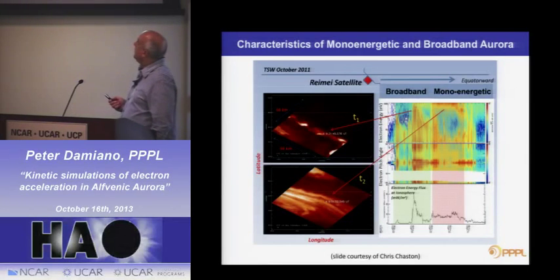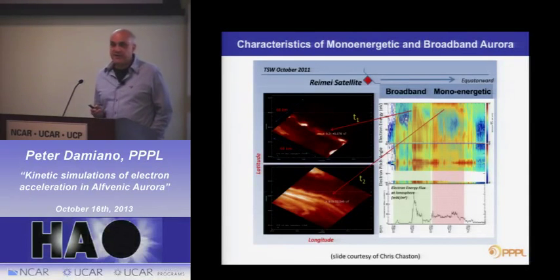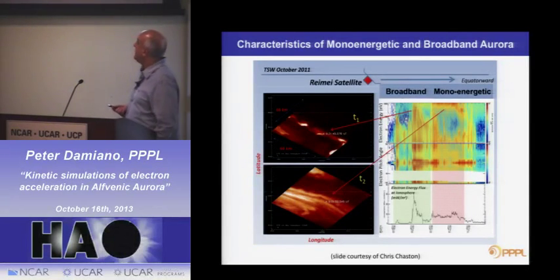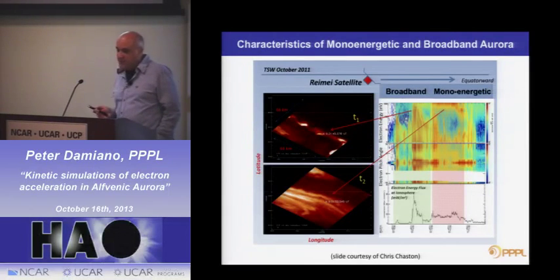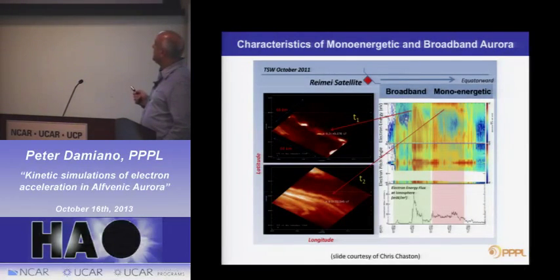So, the monoenergetic aurora. This is a slide I borrowed from Chris Chaston, and it illustrates the basic properties associated with monoenergetic and broadband aurora. Broadband aurora are transient, quickly evolving auroral forms, whereas the monoenergetic aurora are usually very long arc structures. And the names come from the associated characteristics of the electron energization.